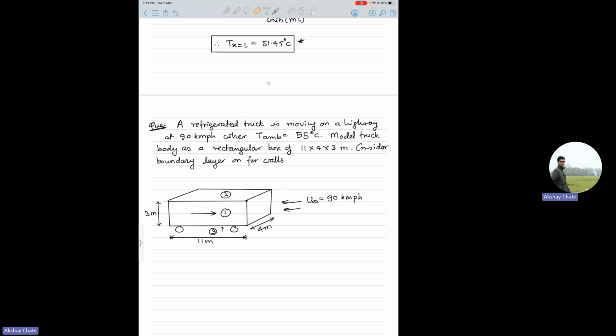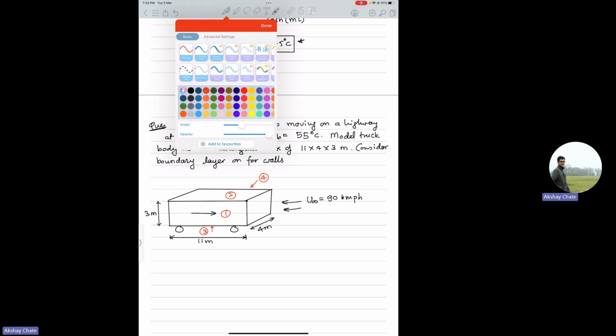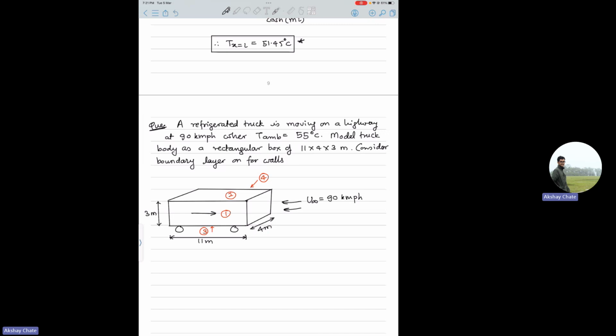Not here, at the back side, the wall which is not visible in this area. So on these 4 walls, there will be boundary layer, right? Maybe I'll use a different color, otherwise it's getting confusing. So this is the first wall, the top wall is the second, the bottom wall will be the third wall where your boundary layer will be there, and the fourth wall is behind this projection. It's not visible in this view. So there are 4 boundary layers developing on this truck as it moves in the air at 90 kmph.